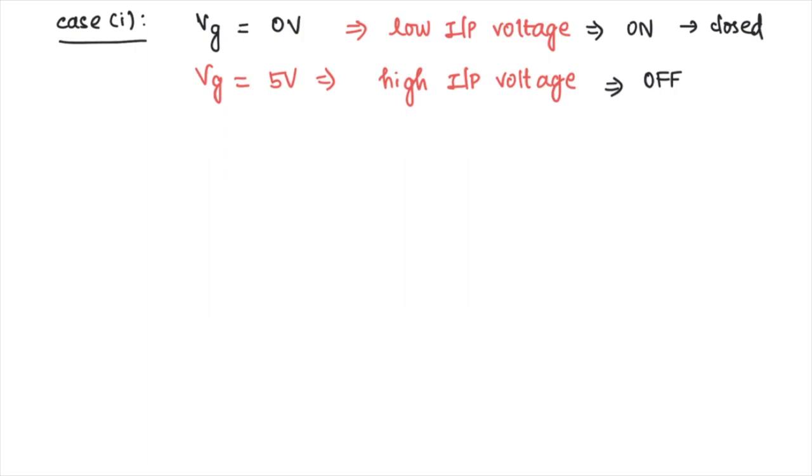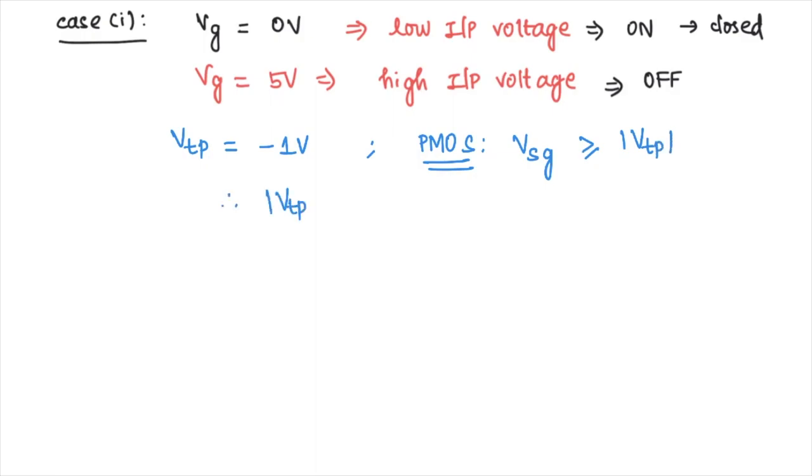Now the second thing that we are going to fix is the threshold voltage of PMOS transistor, which will be minus 1 volt. So for checking PMOS, the condition is that PMOS will turn on when VSG is greater than or equal to mod VTP. So my mod VTP will become 1 volt. And the reason for writing S in front of the gate terminal G is that source will always be at higher potential for PMOS transistor, because source is connected to VDD. So we have written VSG instead of VGS.